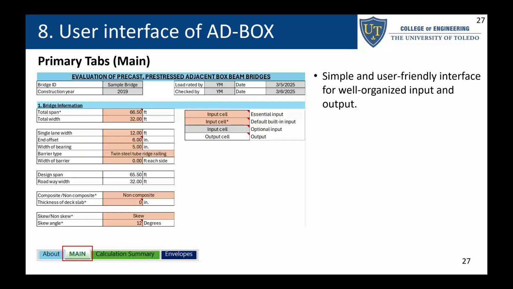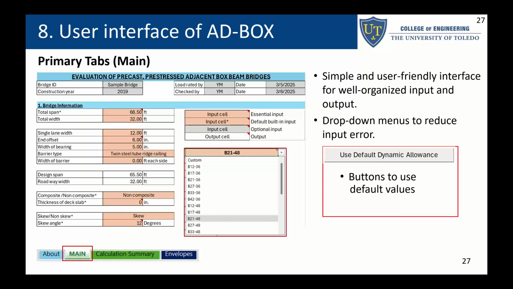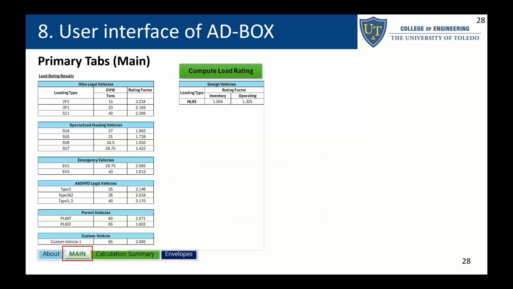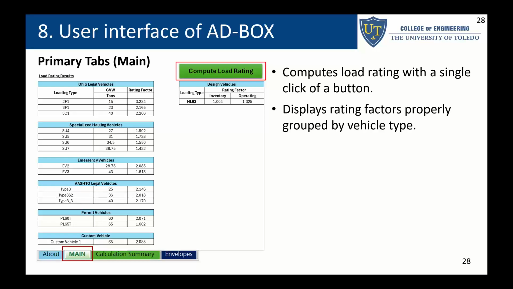So this is what the primary tab of AdBox looks like. It has a simple and user-friendly interface with well-organized input and output. It also contains drop-down menus to reduce input errors and has buttons to use the default values. The load rating is computed by a single click of the button, which says compute load rating, and it displays the load rating factors properly grouped as per the vehicle type.